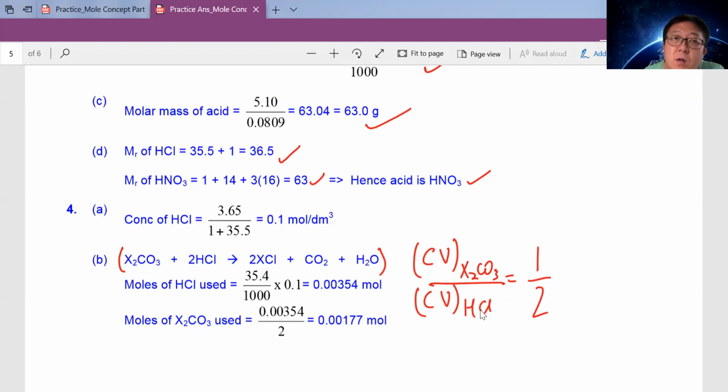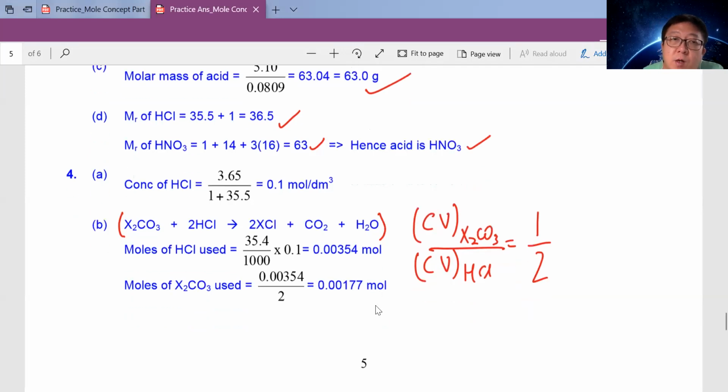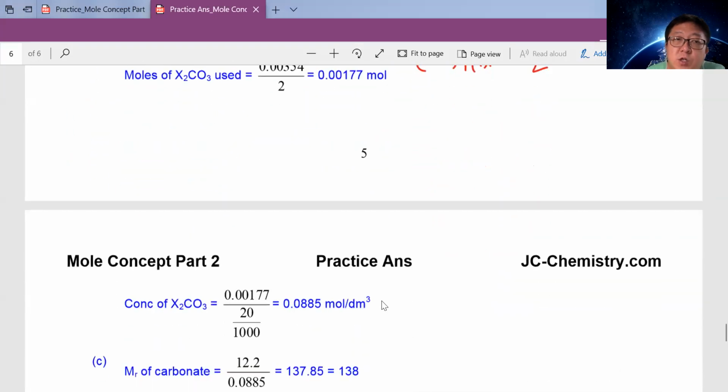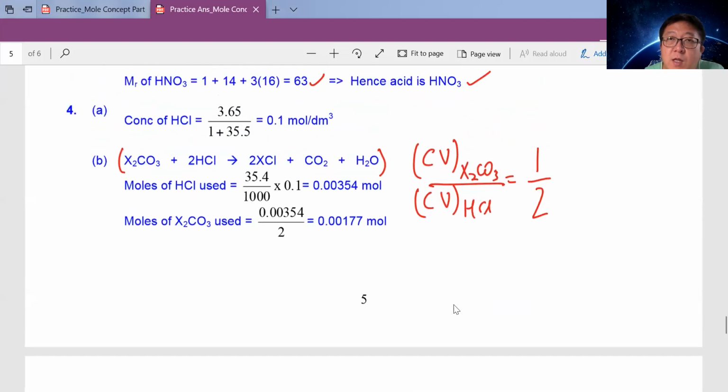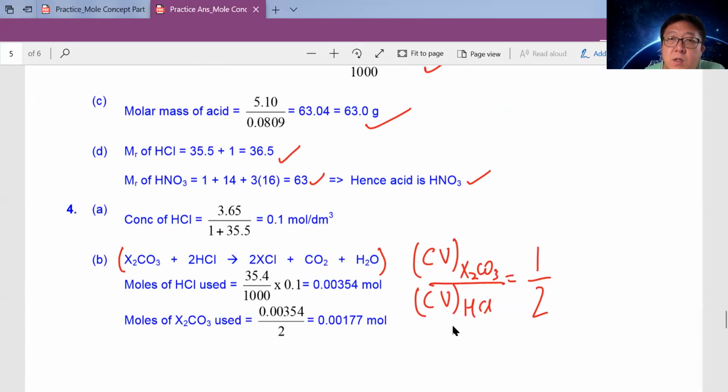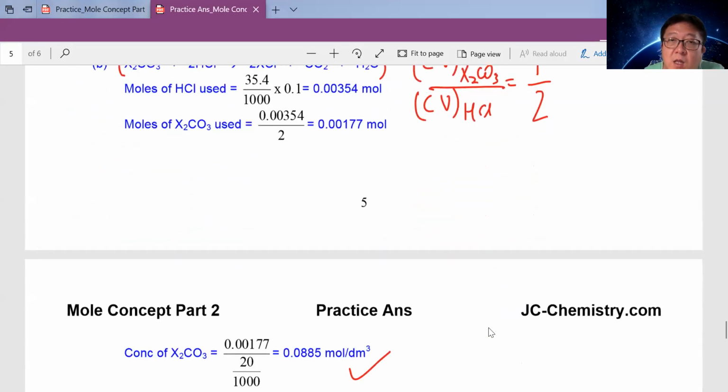So you solve, you should be able to get the concentration 0.0885. You all try this formula, CV instead. Later you can watch the recording again. But use this formula to convince yourself that it works. Convince yourself that it's faster and it works to find this.